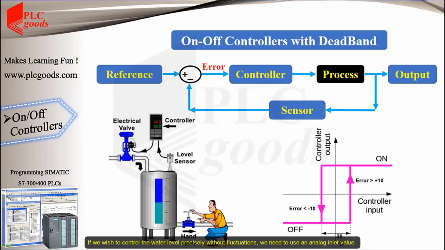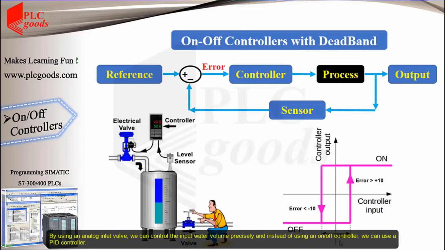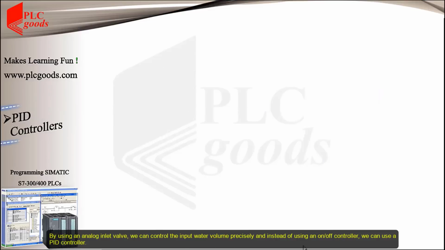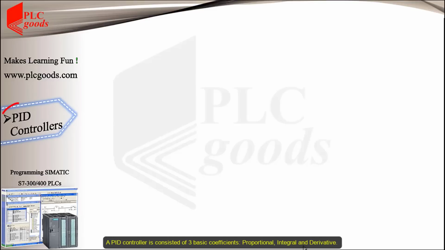If we wish to control the water level precisely without fluctuations, we need to use an analog inlet valve. By using an analog inlet valve, we can control the input water volume precisely, and instead of using an on-off controller, we can use a PID controller. A PID controller consists of three basic coefficients: proportional, integral, and derivative.